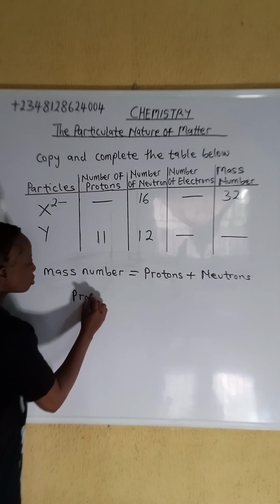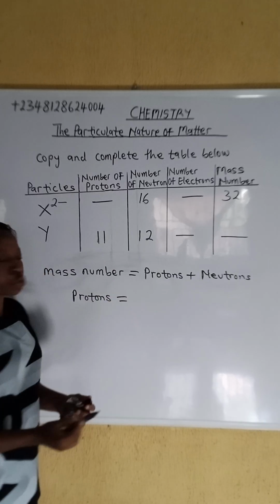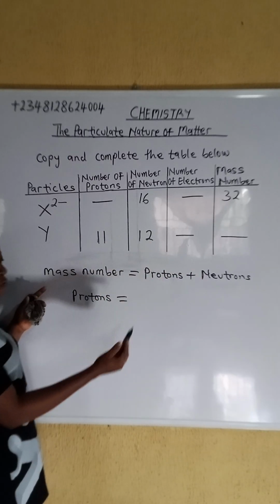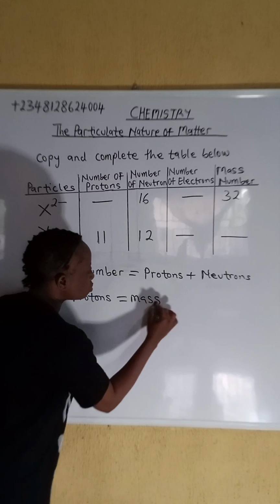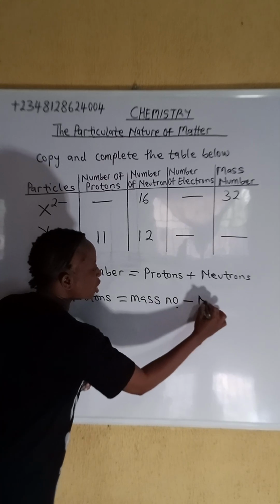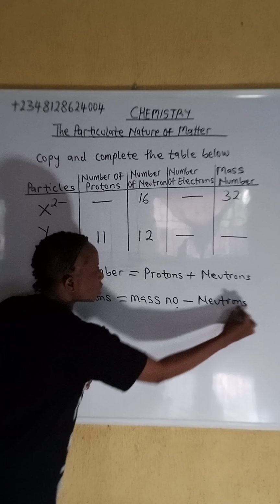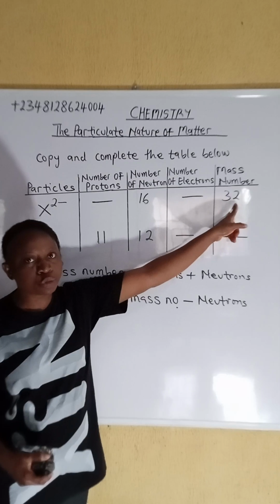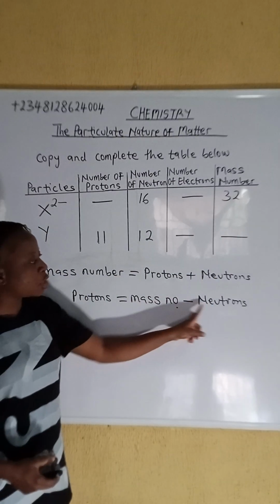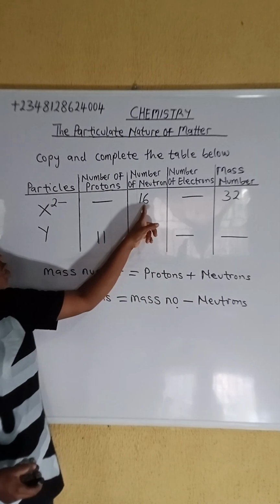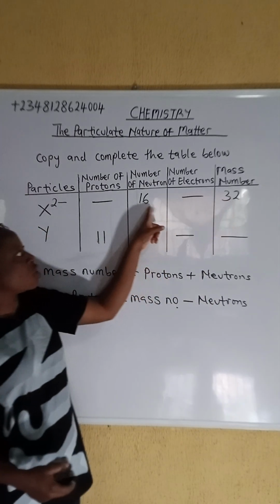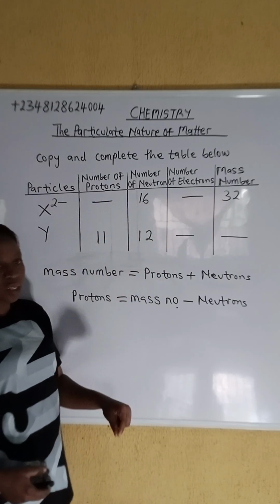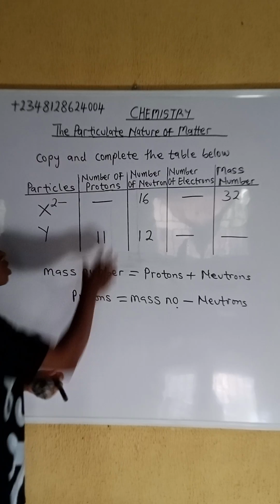Protons will be equal to mass number minus neutron. When you bring plus neutron to this side, it will give you minus. That will be mass number minus the number of neutrons. Then what is our mass number? They've given us the mass number. So mass number is 32, then minus neutron. The number of neutron equal to 16. So 32 minus 16 will give us the number of proton. 32 minus 16 will give us 16. So the number of protons equal to 16.